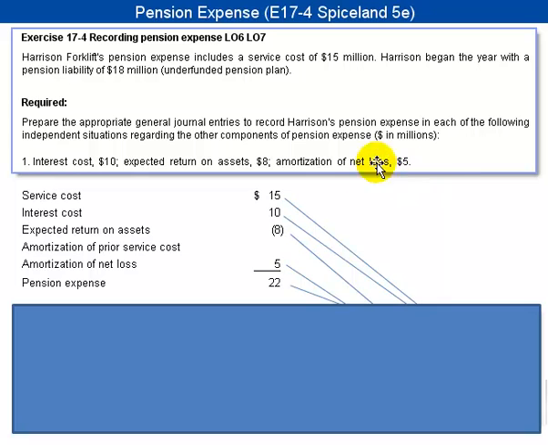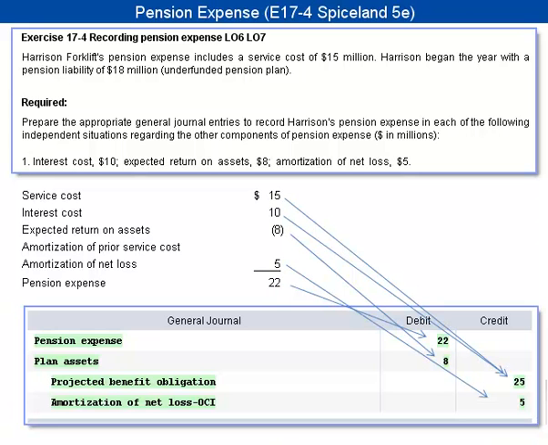So from that, what we do is we sum from above. Service cost of 15 plus interest cost of 10. We reduce the pension expense by the expected return on the assets, and then the amortization of net loss again is a positive number, showing the total pension amount equal to $22 million. Let me move off this screen and we'll show you how you actually make that entry.